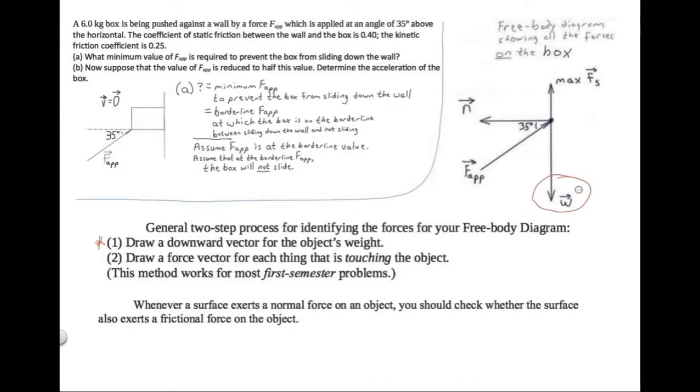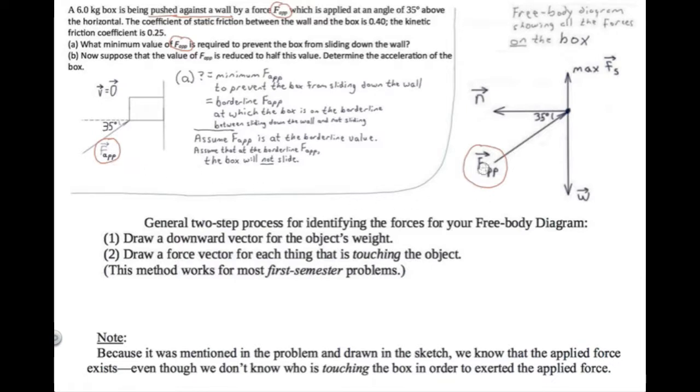Identify the object's weight. What is touching the box? The box is being touched by the surface of the wall, which exerts a normal force and a frictional force on the box. For part A, we're assuming that the box does not slide. So for part A, we apply static friction. And because for part A, we are assuming that the box is on the borderline of sliding, static friction will be maxed out. So we're applying maximum static friction for part A. And of course, we also know that there's this applied force from the box being pushed against the wall.